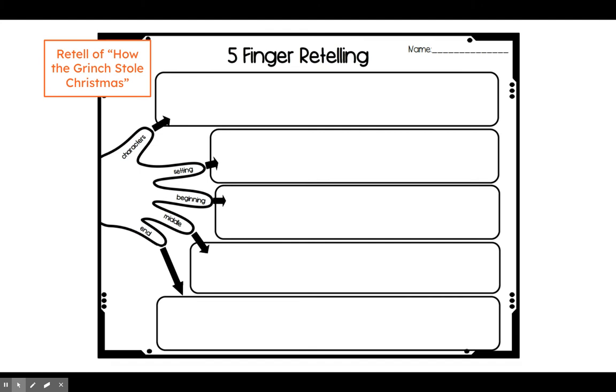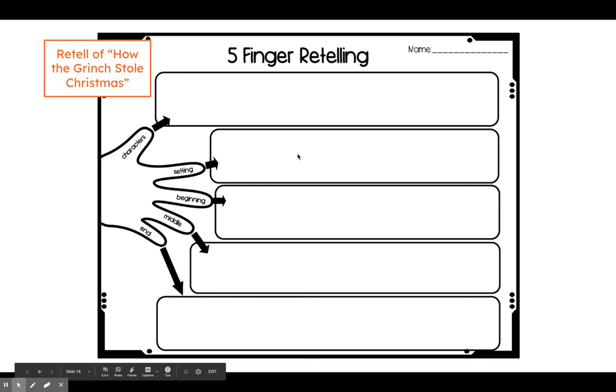You guys can choose any book that you have read this week, but you're going to have to know a little bit about it. So choose a book that you remember, a book where you remember the characters, the setting, and then what happened at the beginning, middle, and end. So I chose How the Grinch Stole Christmas. Here's what you need to remember from each book: the characters of the story, the setting of the story, and then what happens in the beginning, the middle, and the end.